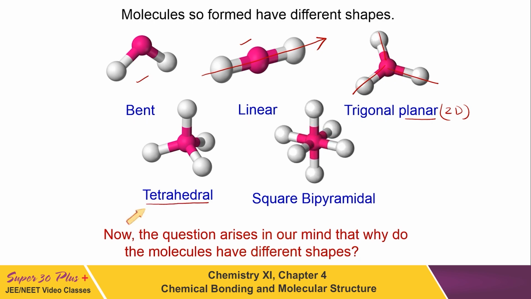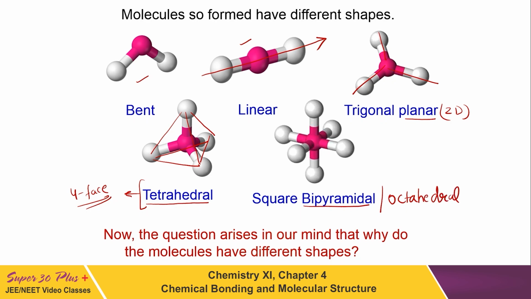Another one is tetrahedral. If you join the apexes of these bonds with each other, you will see a tetrahedral structure. What is the meaning of this word? Tetrahedral means four faces. In this molecule there are four different faces. Another one is the square bipyramidal, which I just told you is also called octahedral. Now you must be thinking, what is octahedral? Octahedral means in this structure 8 faces are there.